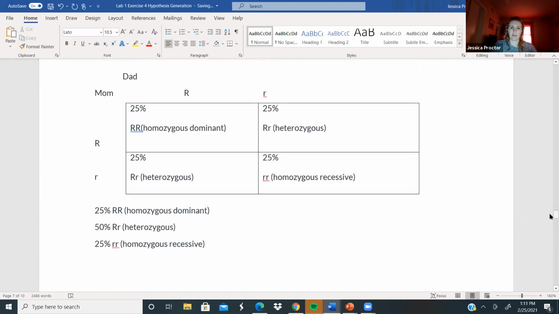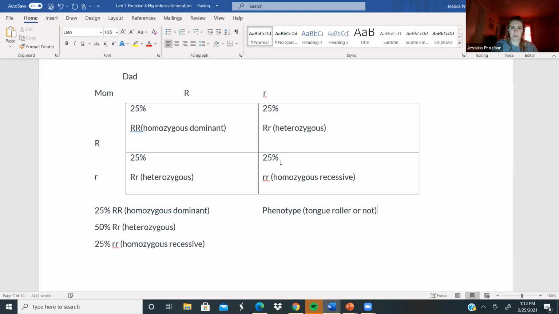If we want to talk phenotype, remember phenotype is simply the physical expression for that trait. In this case, we're simply looking at whether or not the child can roll their tongue. As long as the child has at least one dominant allele, as long as there's at least one big R, then that child will be a tongue roller, since tongue rolling is the dominant trait. So for the phenotype, there's only two possibilities: you're just looking at whether they're a tongue roller or not.